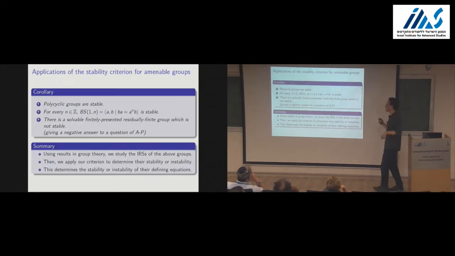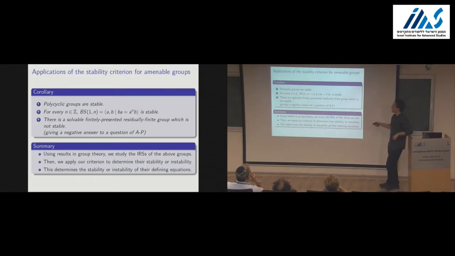So the previous positive results that I showed you were that finite groups and abelian groups are stable. But now I have something much more general. Polycyclic groups are stable. Polycyclic groups are groups which have a subnormal series. It's just a series of subgroups, each one containing the previous ones. You start from the trivial one, you get to the entire group, and all the quotients in between are cyclic groups. So this is a big generalization of abelian groups, and they are all stable.